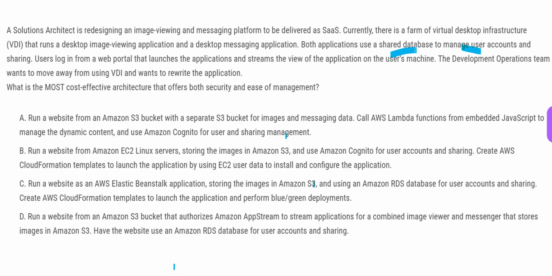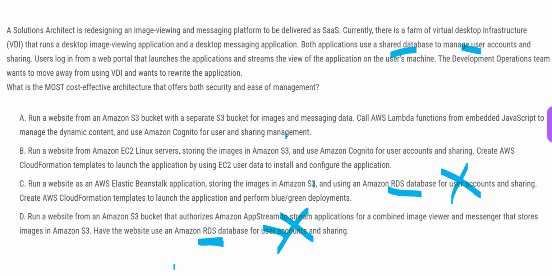So option D is wrong, because they are making use of RDS for user accounts. This is not going to work. Then again, option C is also wrong, because they are making use of RDS for user accounts, which we should not use. We should use a solution which is available in AWS. Okay. Now, A and B, one of these is the answer.